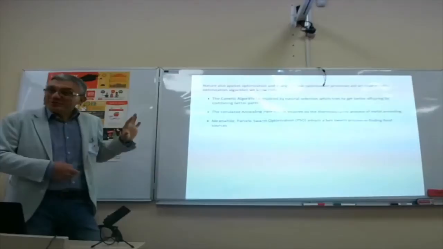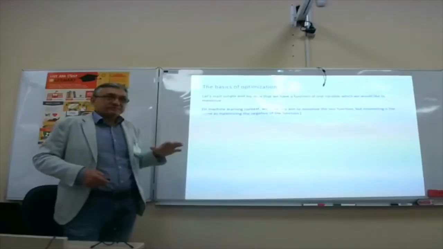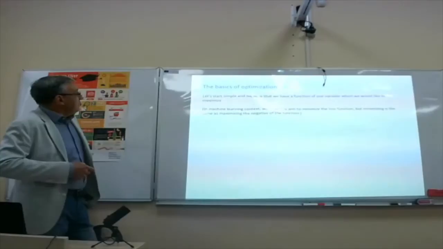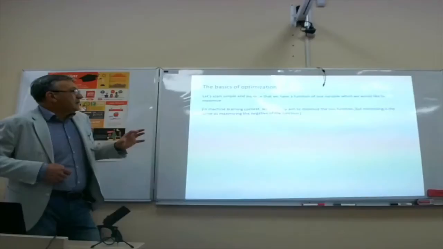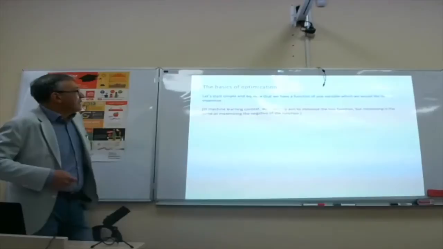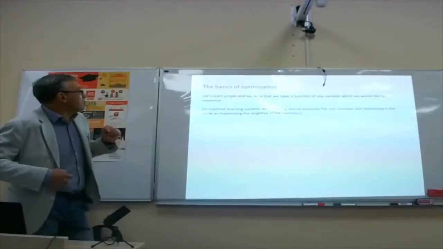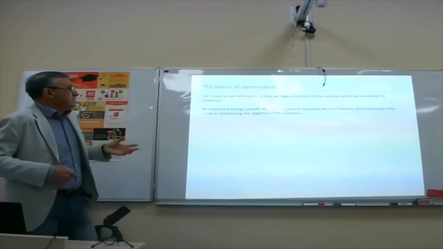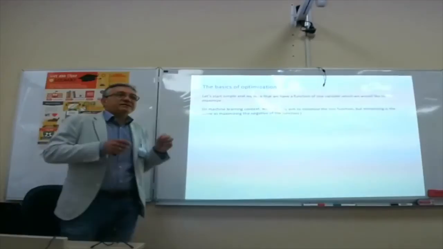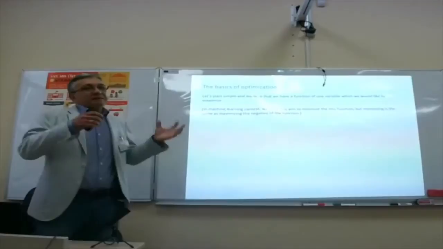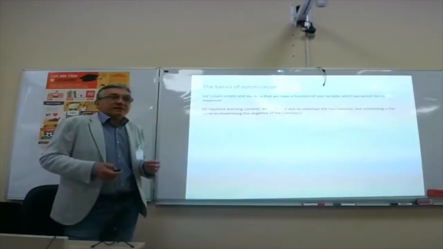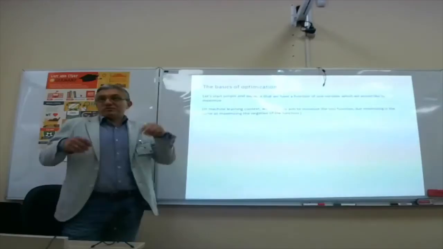The next portion of our lecture is the basics of optimization. We will start from a simple example to explain the main ideas. Let's consider a function of just one variable, which we would like to maximize. In machine learning, we generally try to minimize the loss function, but from the viewpoint of optimization, the minimization and maximization problems are so similar that each algorithm which can maximize a function may be used for minimization. It is simple to transform.